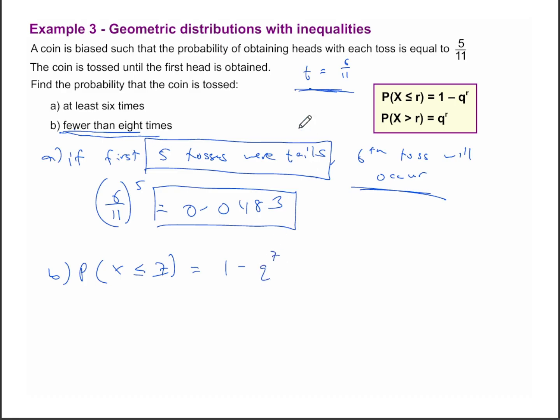Q in this case is the probability of getting tails, which is your failure that you have decided, because your success is your heads. And this will just equal 1 minus 6 over 11 power 7. This will give us 0.986 to 3 significant figures, which is your probability that the coin is tossed fewer than 8 times, which means we get a head, because that's when we stop tossing, in the first 7 tries.